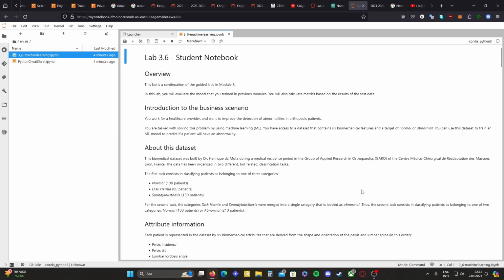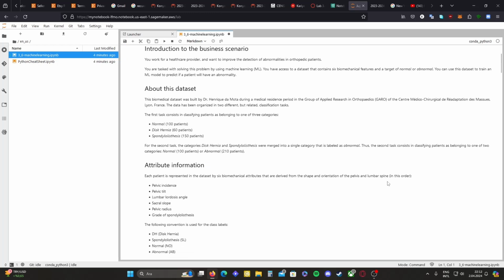So in this lab we continue the previous labs guided in module 3. We will evaluate the model that we trained in previous labs, and we will also calculate metrics based on the results of the test data.